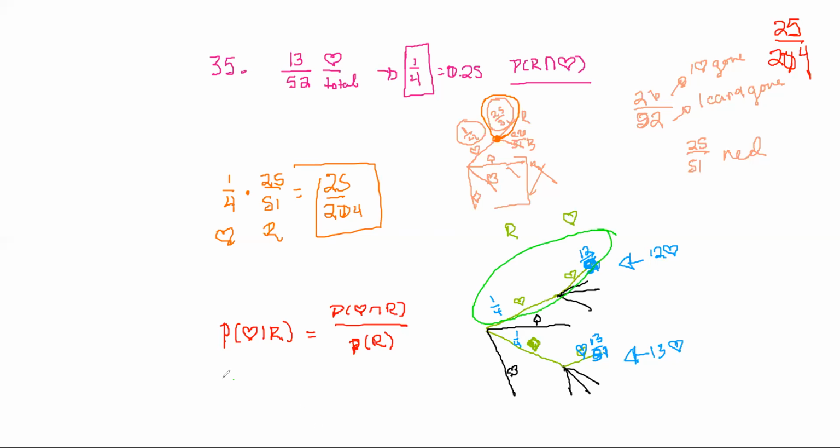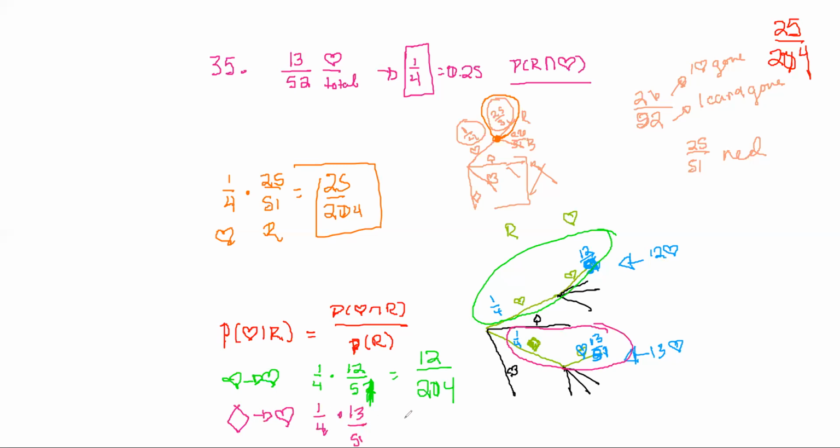We're going to say our heart to heart path is going to be 1 over 4 times 12 over 51. And so that's going to be 12 over 204. And then we're going to consider this diamond to heart path, so a red card to a heart, 1 over 4 times 13 over 51. So that's equal to 13 over 204.